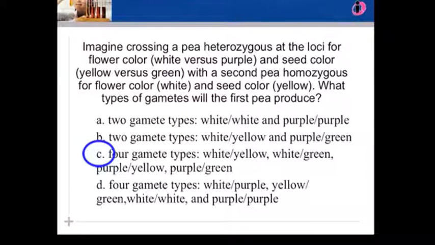This should serve as a foundation for you as we move into part 2, in which we will predict the frequency of occurrence of specific offspring types.